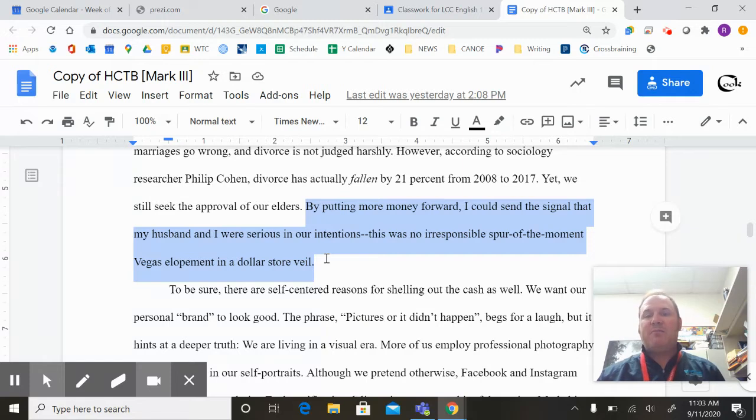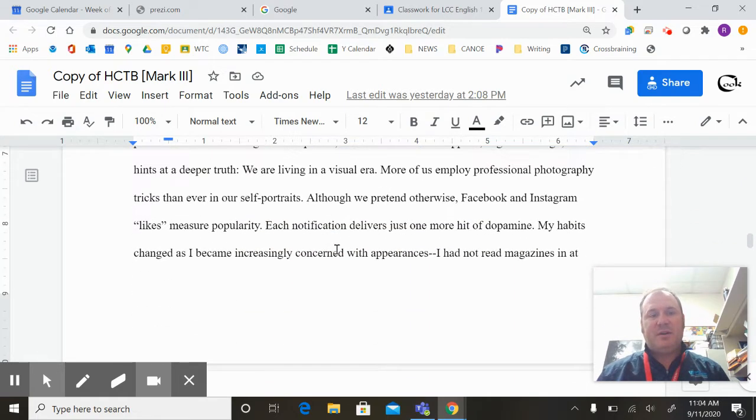"By putting more money forward, I could send the signal that my husband and I were serious in our intentions. This was no irresponsible spur of the moment Vegas elopement in a dollar store veil," right? She made a connection between what I'm spending on my wedding and how much I'm valuing my marriage, which my upbringing told me I need to do. And so that is the first reason for big weddings that she explains or exposes.